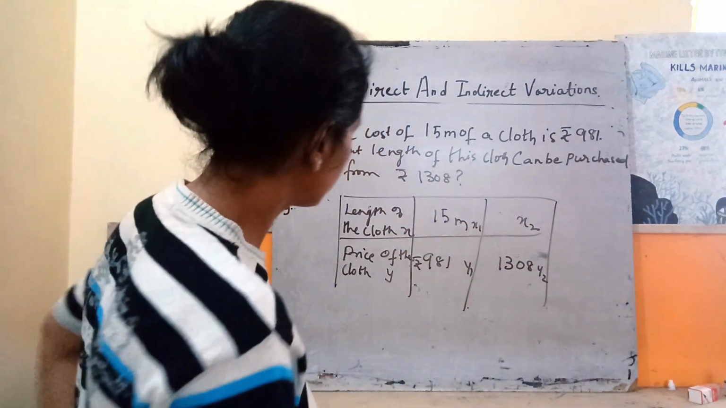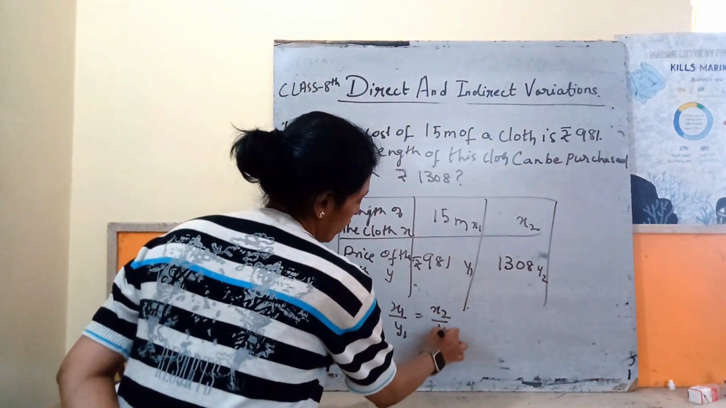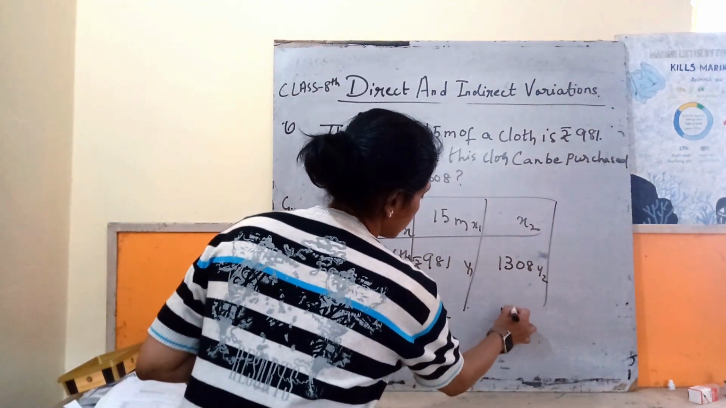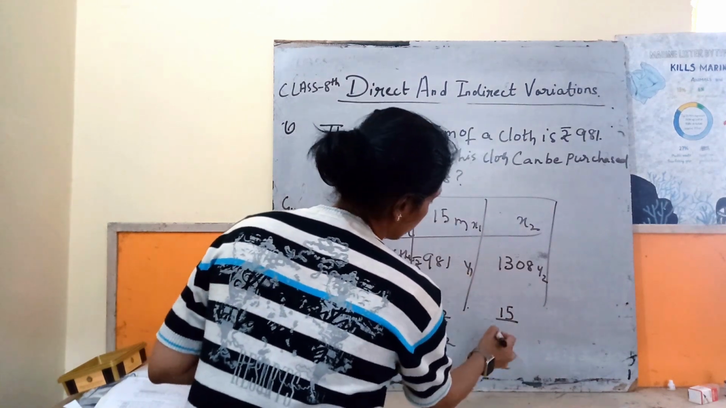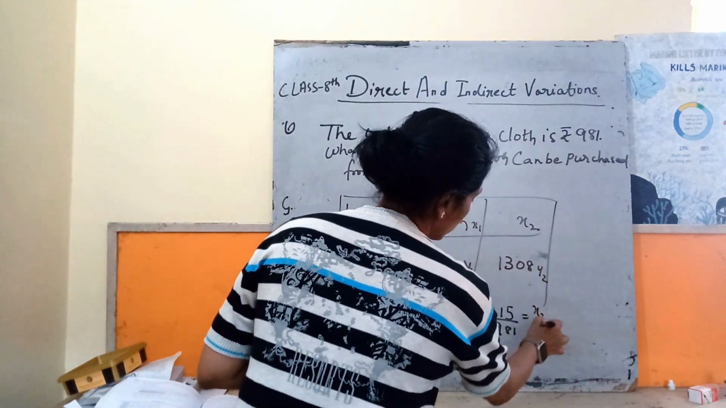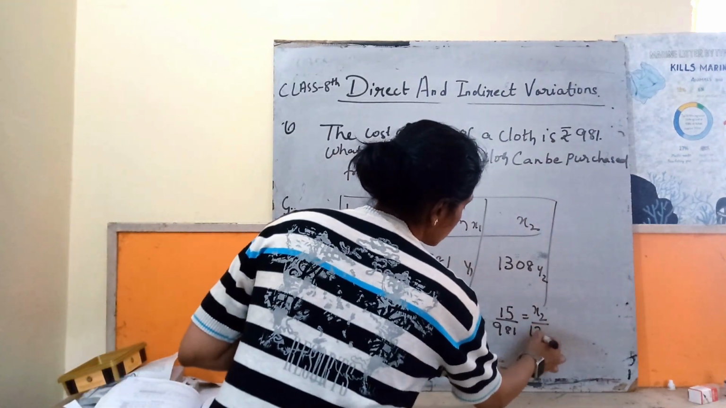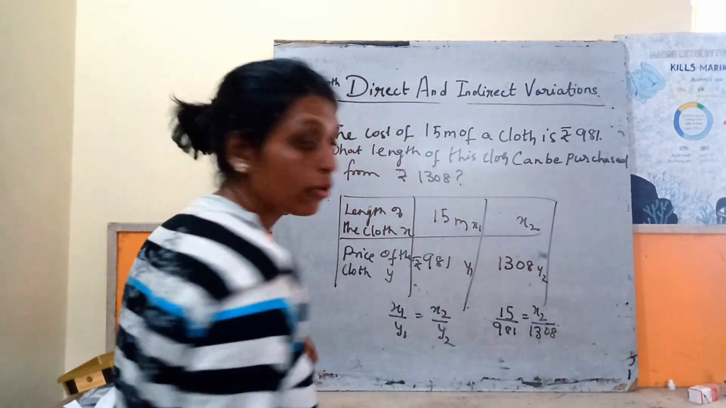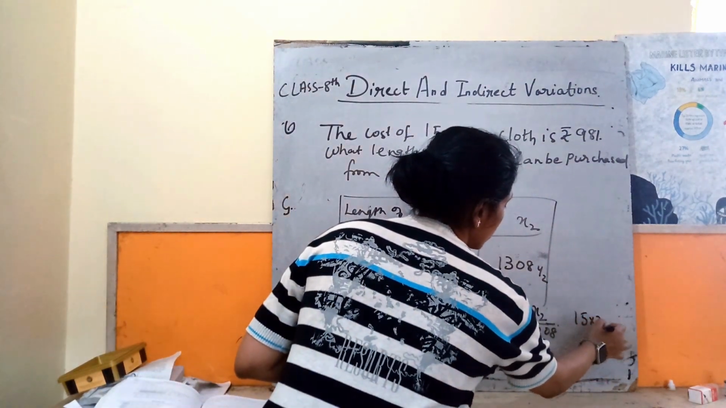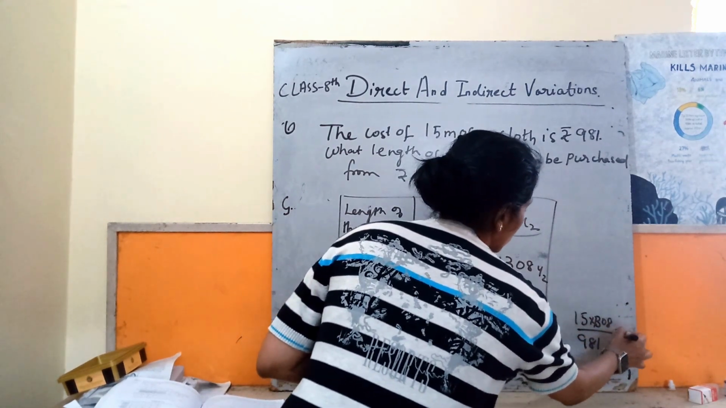As they are in direct variation, we have to apply x1 upon y1 is equal to x2 upon y2. Now put the values. x1 we have taken as 15 and y1 is 981, is equal to x2, which we don't have the value of and have to find, upon 1308. Now cross multiply. So we get 15 into 1308 upon 981 is equal to x2.